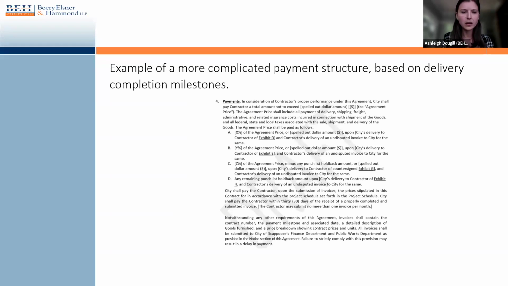And this is an example of a more complicated payment structure for goods specifically. An example of just what this can look like. In this case, they have a more tailor-made piece of goods, and the public entity is more invested in manufacturing, delivery, installation, etc. So because of this, they want to guarantee that payment is conditioned on each of those milestones being completed. So that is another structure that you can take.